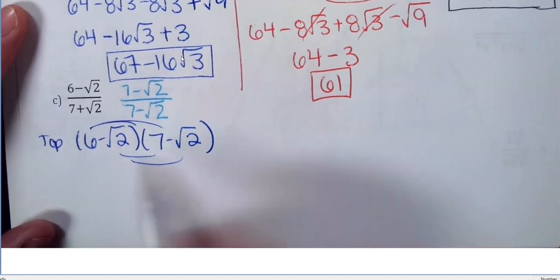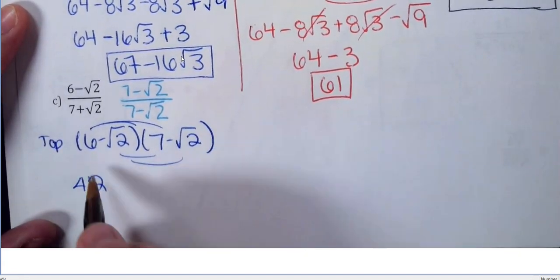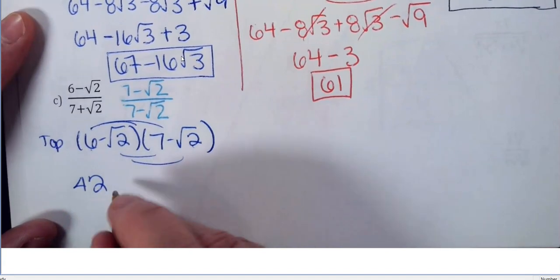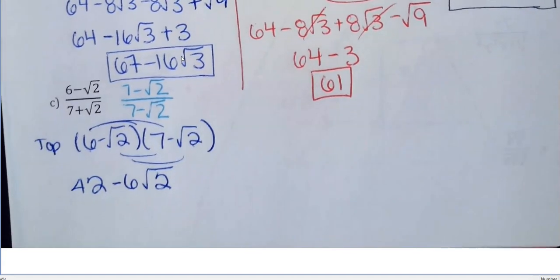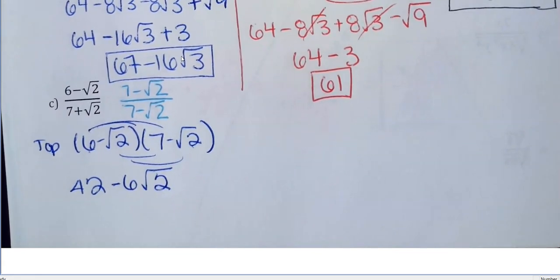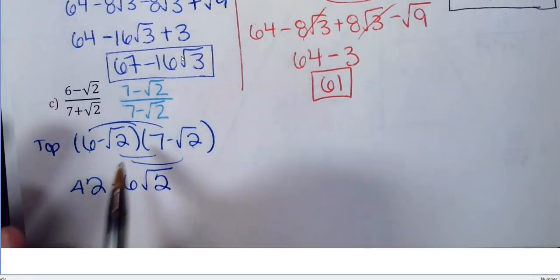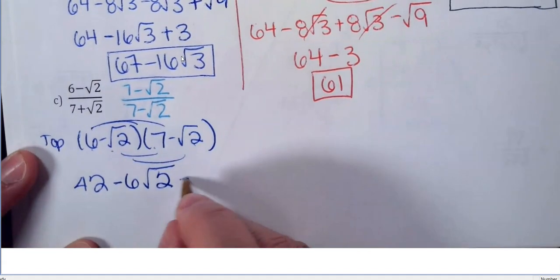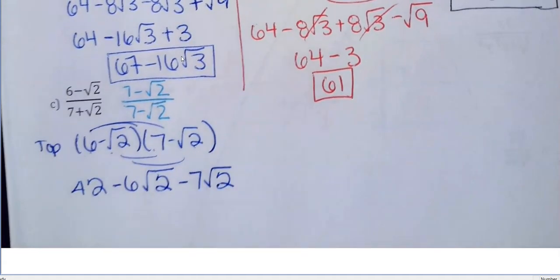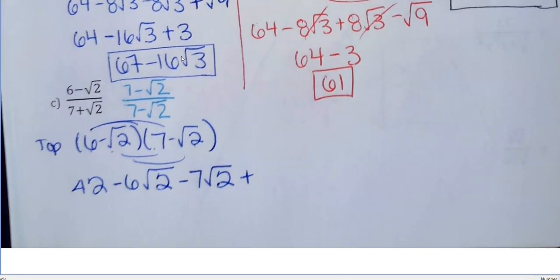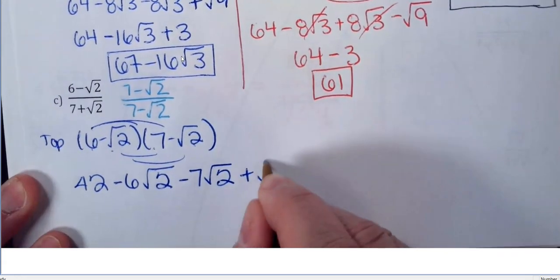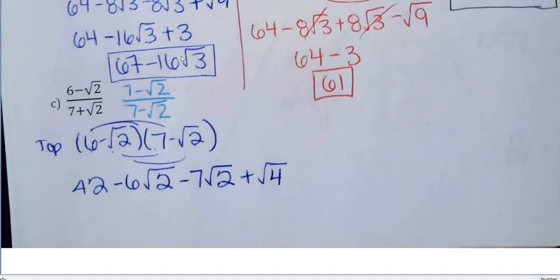So 6 times 7 is 42. Then you're going to get 6 times negative square root of 2, so it'd be negative 6 roots of 2. Just put the plain number out in front of the radical and then follow it by the radical. Negative square root of 2 times 7 would be negative 7 roots of 2. And then on the end here, we are going to get a perfect square for this one. Negative times a negative is going to make that positive. Under the square root, 2 times 2 will become 4 because it'll be a perfect square.